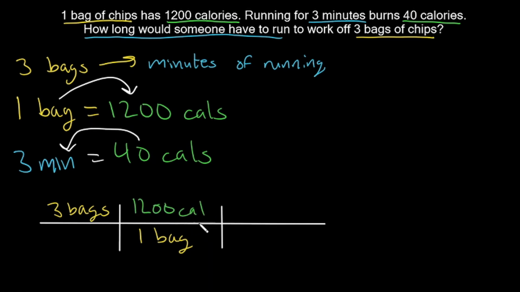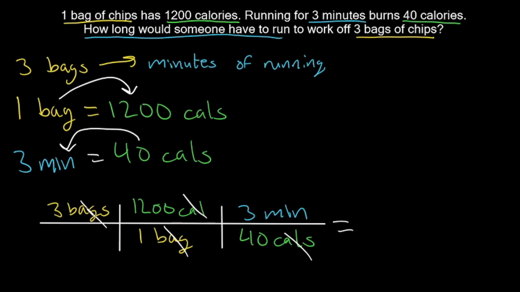And then now our answer would be in calories. So now we need to go from calories to minutes. So we would put 40 calories at the bottom here, and then 3 minutes at the top. So when we evaluate this, bags will cancel, calories will cancel, and we will be left with minutes. So we used our 2 conversion factors, and now we can evaluate.